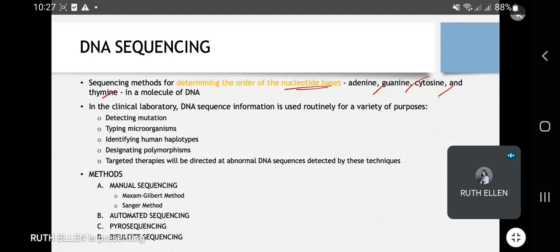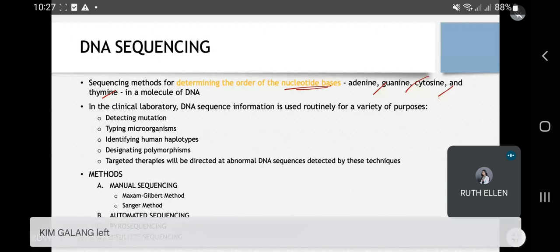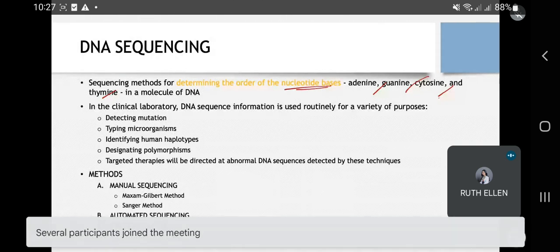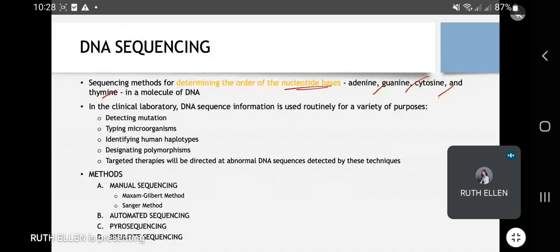So, next, typing microorganisms. So, for example, nagkakaroon tayo ng mga different variants or serotypes for viruses. So, pwede nating i-detect yung mga DNA sequences nila para ma-differentiate yung old serotype from a new serotype. Okay, so more of infectious organisms to, no, yung mga bacteria, viruses, parasite, and fungi. Okay. Next, identifying human haplotypes, no, and designating polymorphisms or more of mutations to.